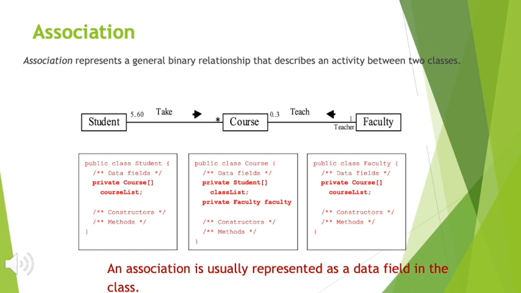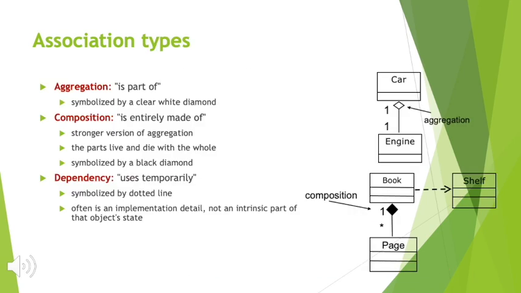So you can see here, student takes course and faculty teaches course. Who teaches the course? The teacher teaches the course. So in the association, there are several types. There are aggregations, compositions, and dependencies.